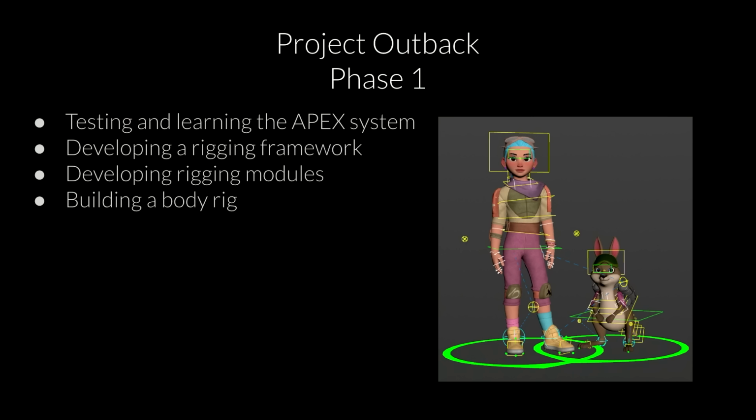So this spring was phase one of the project, where I had to, first of all, test and learn the APEX system. And then I wanted to develop my own rigging framework within the APEX framework. What do I mean by rigging framework? I mean a framework for me to build my rigging functions that would respect my conventions. By that, I mean naming conventions, color conventions, iconography conventions.